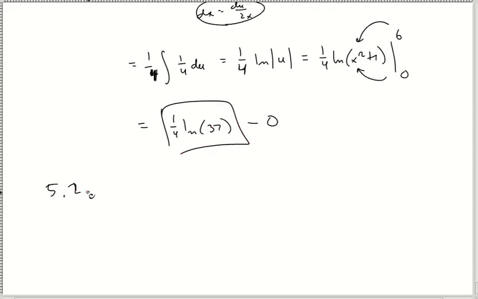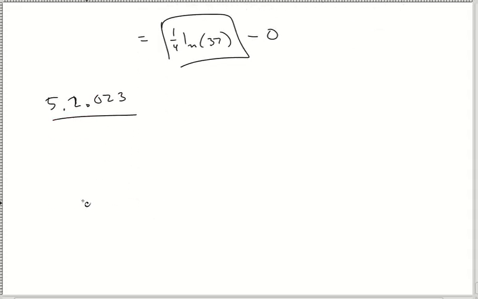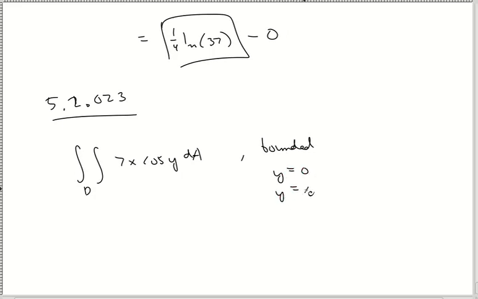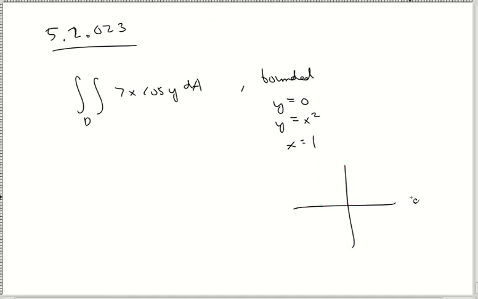Next one, 15-2023. Double integral, 7x cosine y dA. And then they say that this region here is bounded by y equals 0, y equals x squared, and x equals 1. So I want to draw this in 2 dimensions to kind of show you what it looks like. So y equals 0 is right here. So that's y equals 0, the x-axis. x equals 1 is basically right here. It's the vertical line at 1.